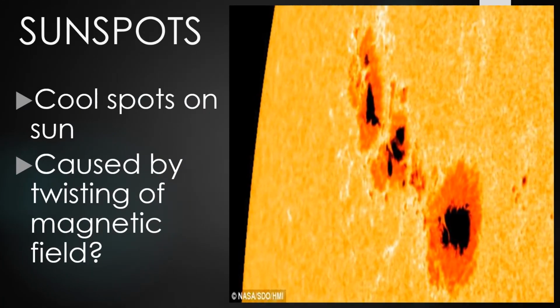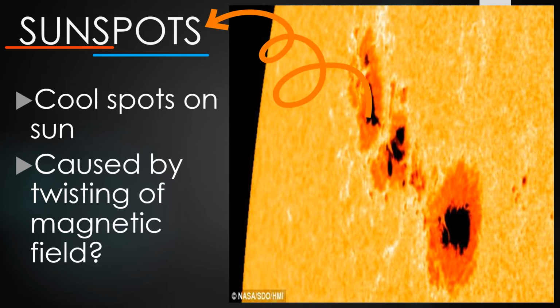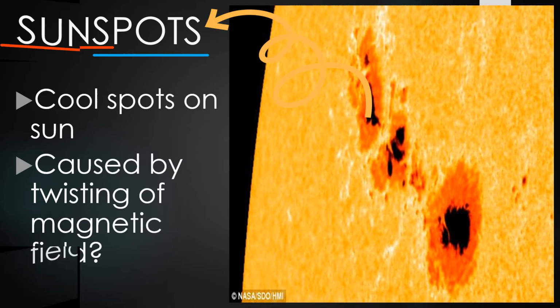This one is what you call the sunspots. These are the cool spots on the sun. Imagine the sun is very hot, but there is a spot that is cool. Cool spots on the sun. It is caused by the twisting of the magnetic field. So we call these the sunspots.